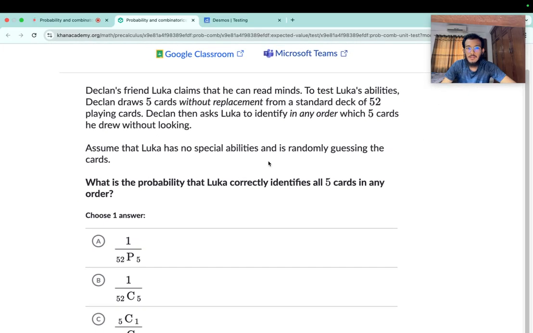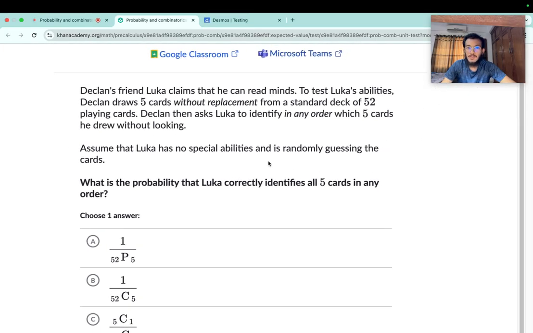All right. Declan's friend Luca claims that he can read minds. To test Luca's abilities, Declan draws 5 cards without replacement from a standard deck of 52 playing cards. Declan then asks Luca to identify in any order which 5 cards he drew without looking, the exact five cards. Assume that Luca has no special ability and is randomly guessing. What is the probability that Luca correctly identifies all five cards in any order?